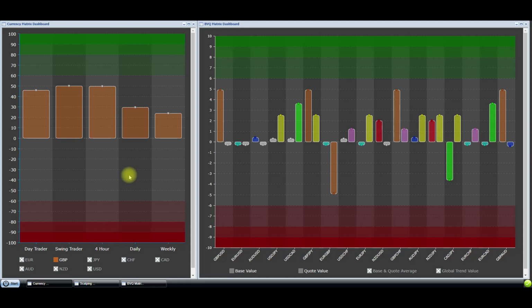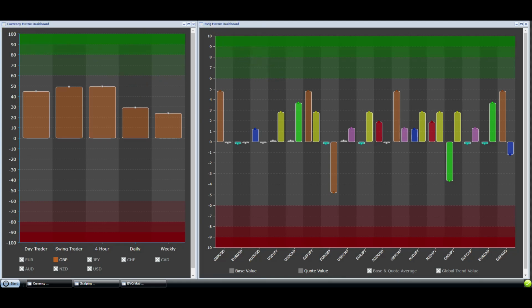But it has a lot more potential, maybe is the right word. We have members and users that have found many different ways to use the currency matrix. I use it to scalp tops and bottoms of markets primarily. That's what I use it for. I released a video last week about how to use the PBT data and the day trader data in the currency matrix dashboard and how to find 20 to 30 pip scalps in the market. That's very effective, but there's lots of ways to use it. But the most important thing to understand is the relationship between the currency matrix dashboard and the BVQ matrix dashboard.